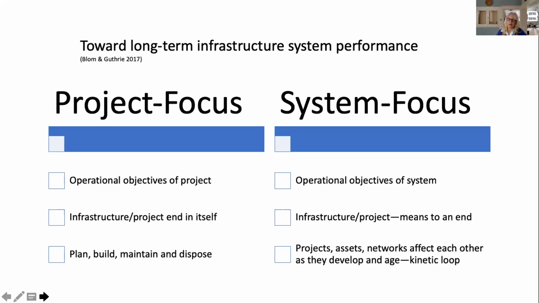But what we should be doing is looking at the project as a system within a system. So the one asset and the project, its operational objectives, should be matching with the system. The infrastructure project is really just a means to an end, and the end is to serve the community. But we don't necessarily see that happening. Projects, assets, and networks affect each other as they develop and age. So it's not static, but it should be a kinetic loop.